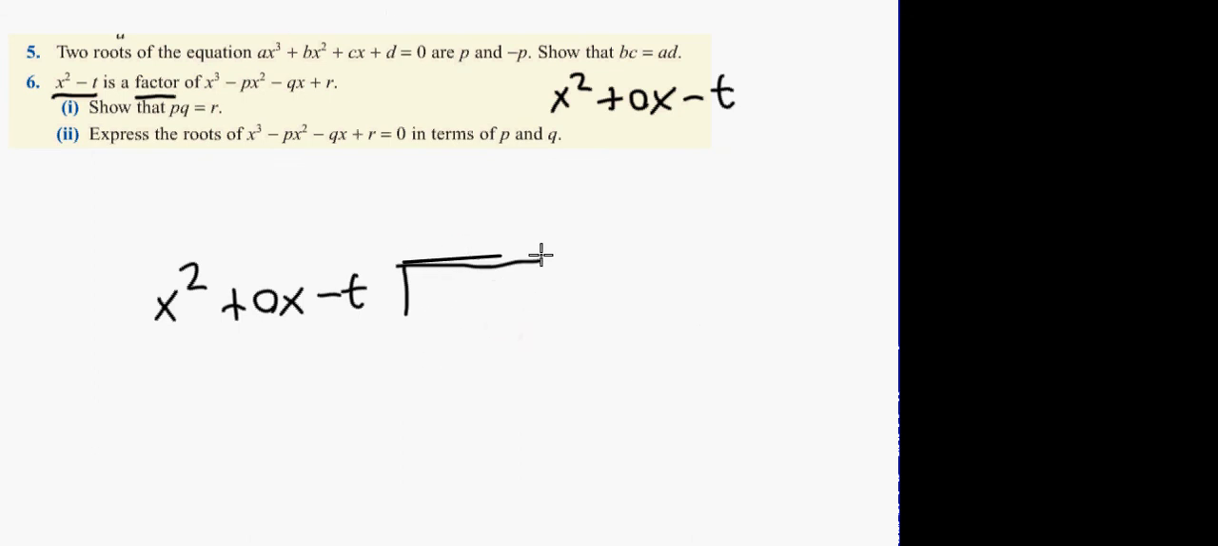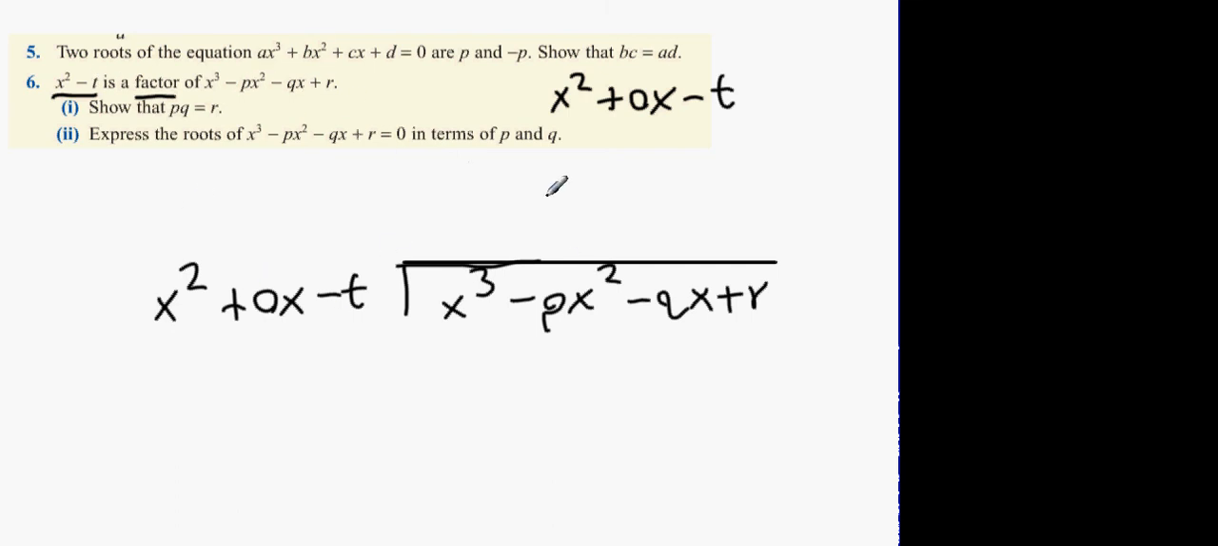Now, what we're going to do next is, make sure you take down the right question. Always a good idea, and reread the question before you begin. x cubed minus px squared minus qx plus r, correct. Grand. Let's divide it in.